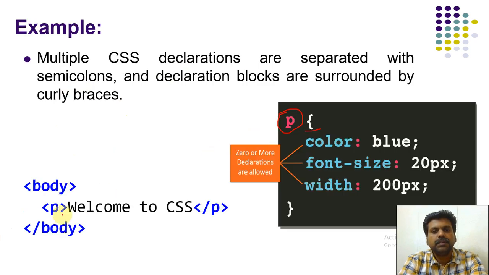For example, here I have a paragraph. If I want to style this paragraph, first we select the paragraph. So here the P tag is a selector. Then we can write CSS code, for example, color, font size and width.